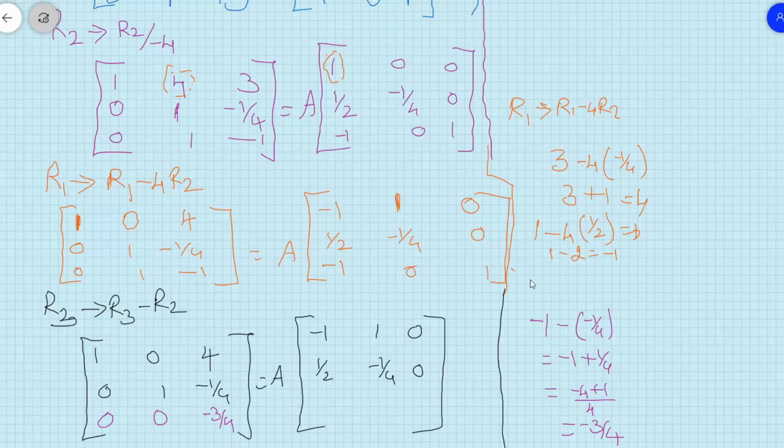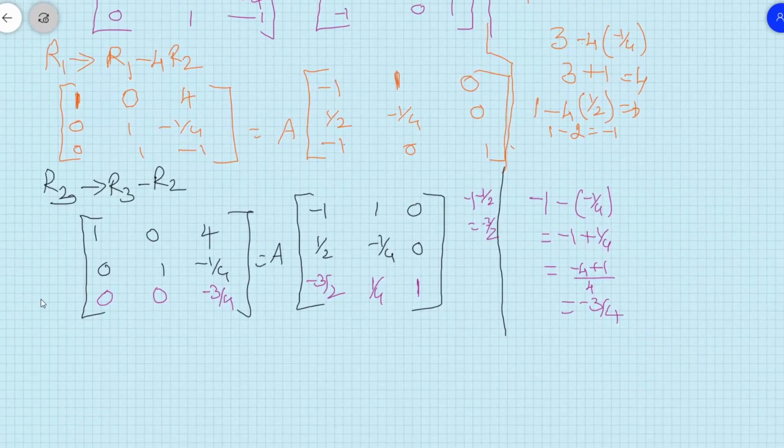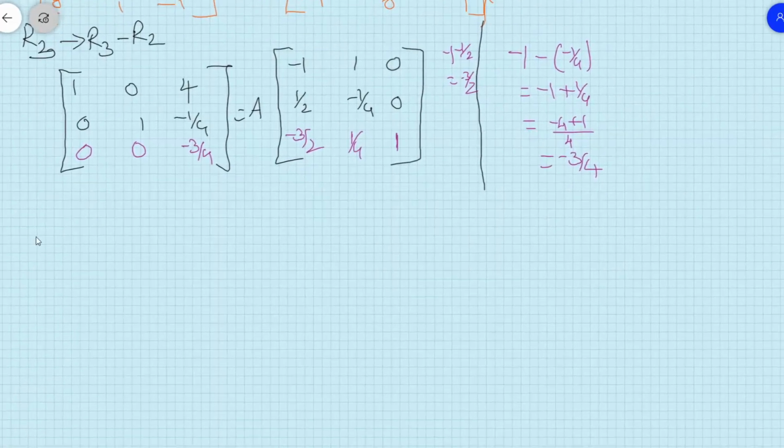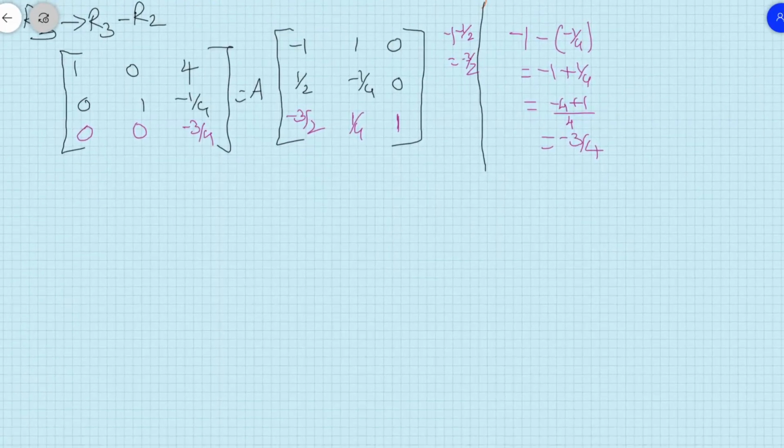Then this is minus 1 minus 1 by 2. So that will be minus 3 by 2. This is 0 plus 1 by 4. This is 1 minus 0 into something is 0. So we have completed the second column. So the third column is left out, which has to be completed to find the A inverse.